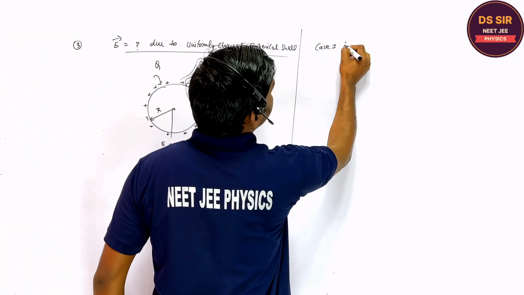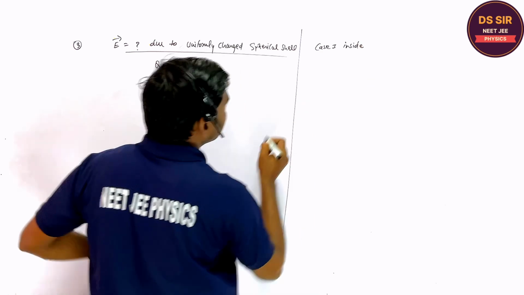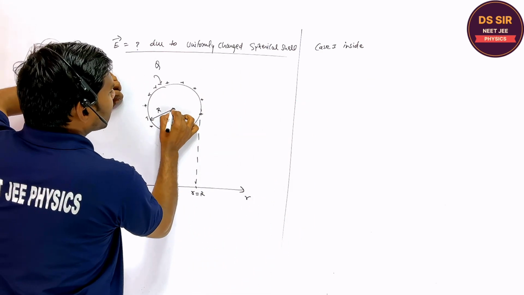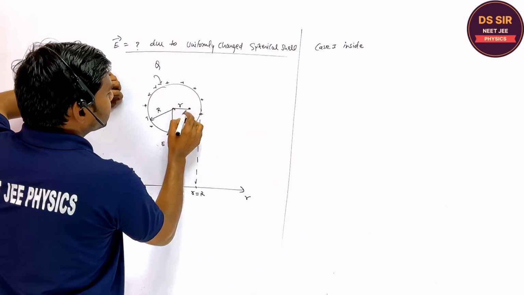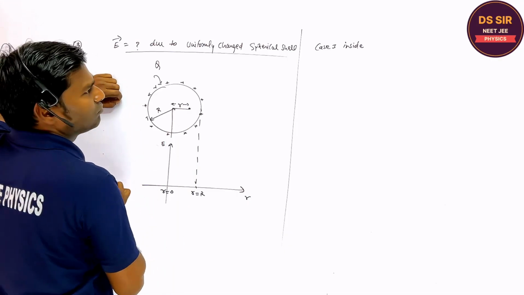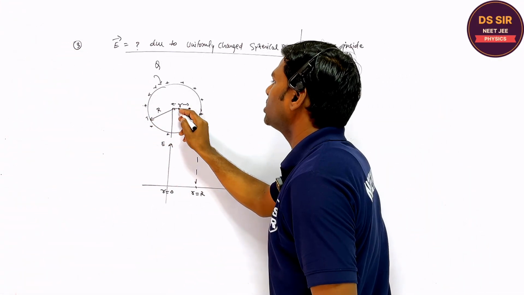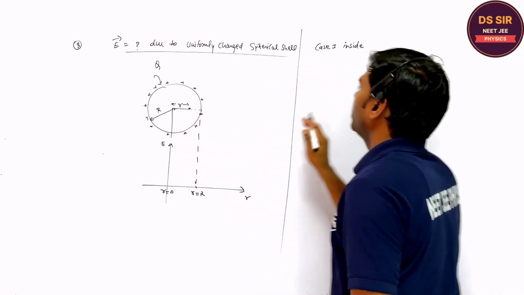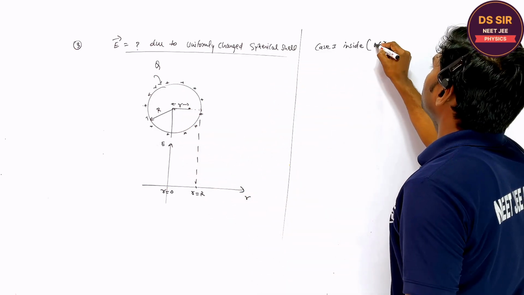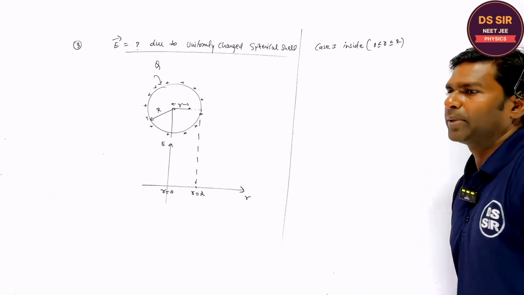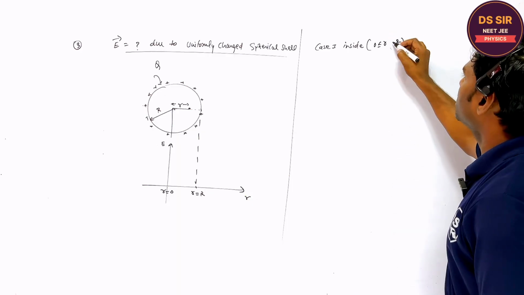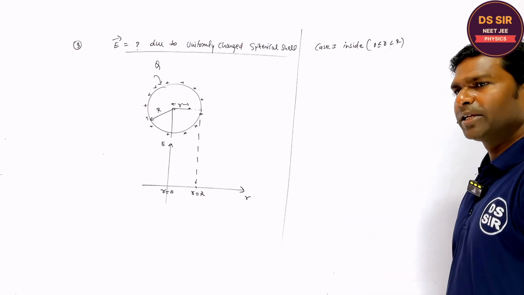Case 1, inside. Inside means we are going to find the electric field at a point P which is at a distance r, right here. Inside means the point may be at this point, at this point, at this point, like that. The distance r may be from 0 to capital R, or just small r you can write. Is it clear or not?